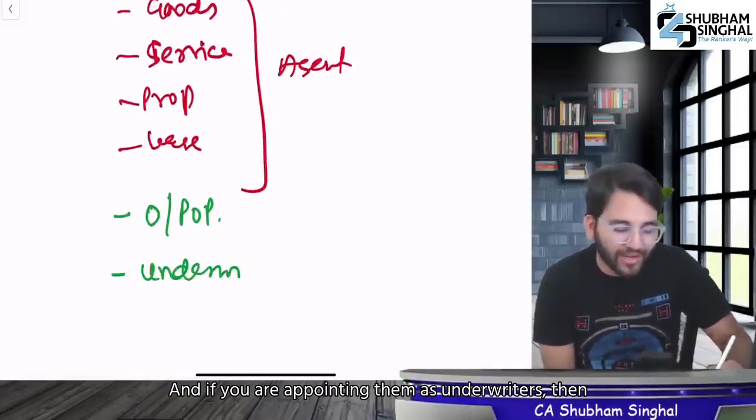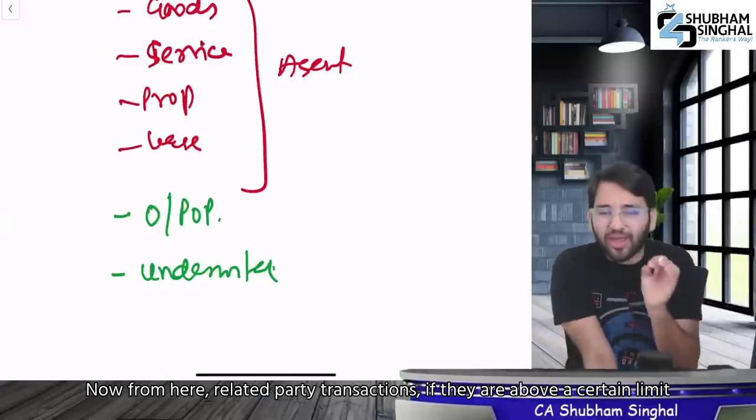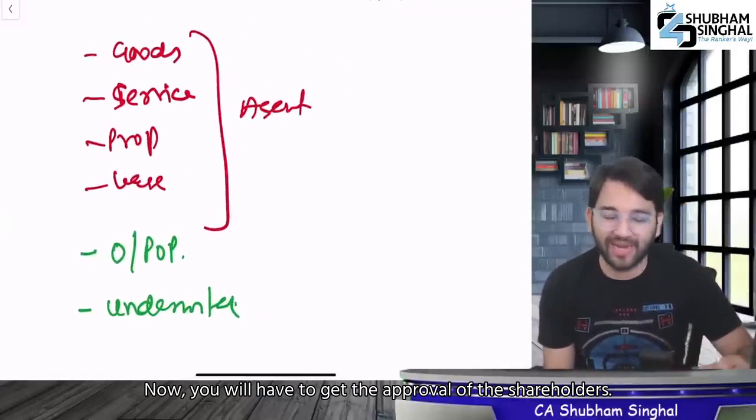Or if you are appointing them underwriters, it's still considered a related party transaction. Now from here, if related party transactions are above a certain limit, then what will you have to pass? You have to get the approval of shareholders.